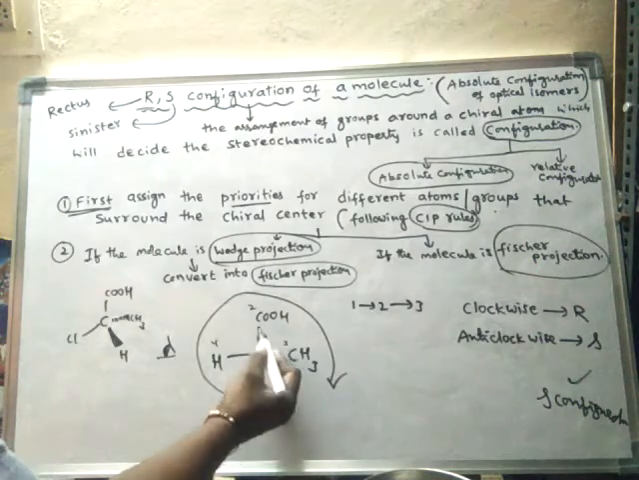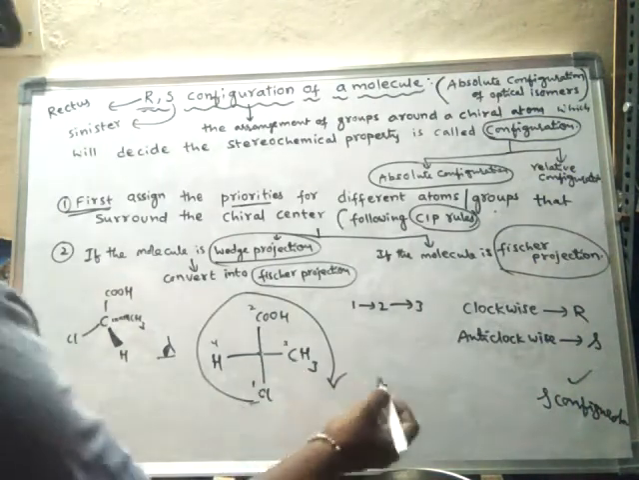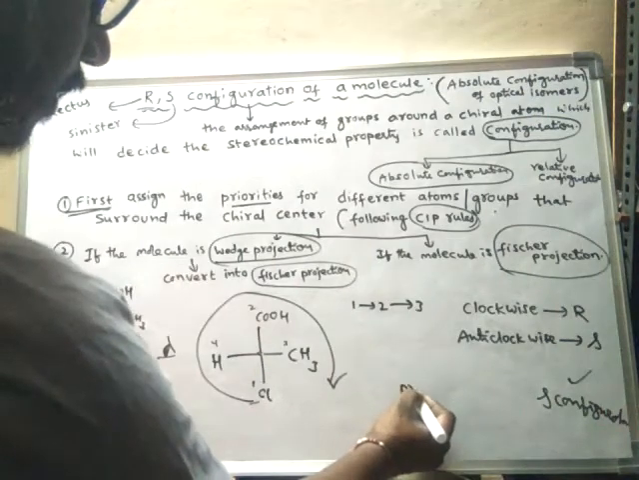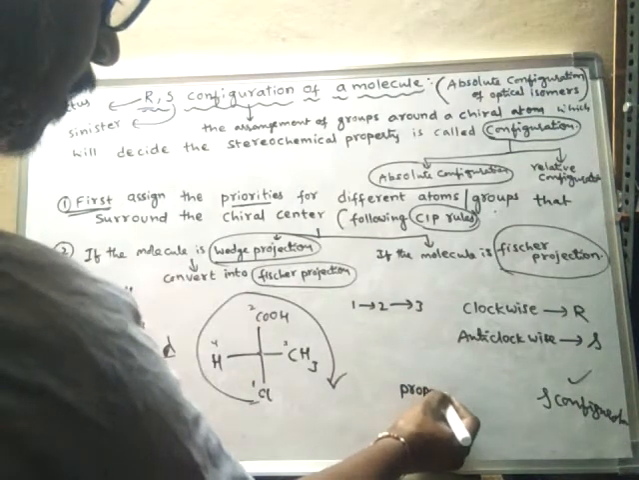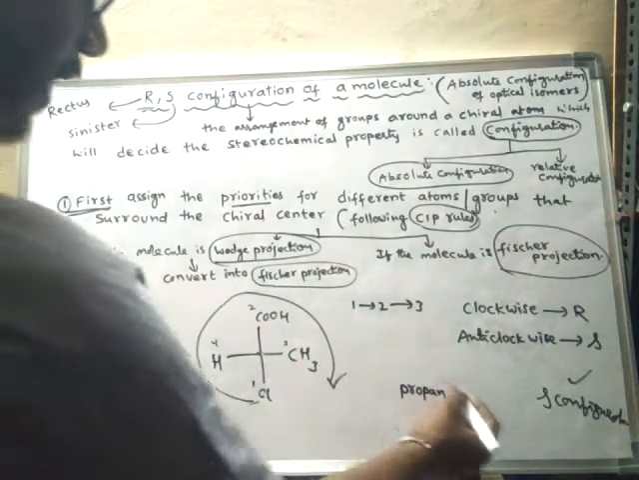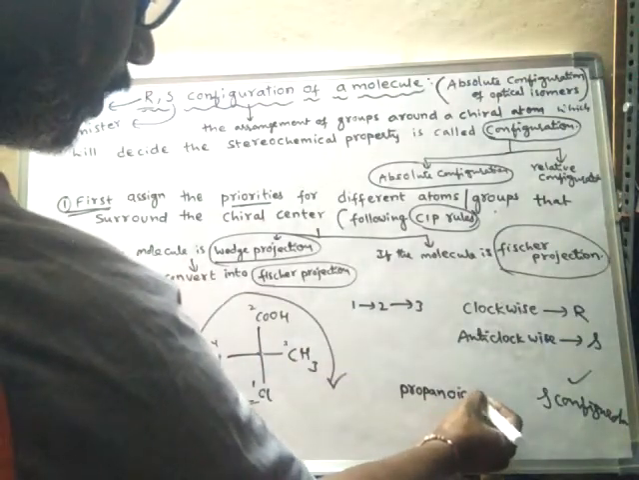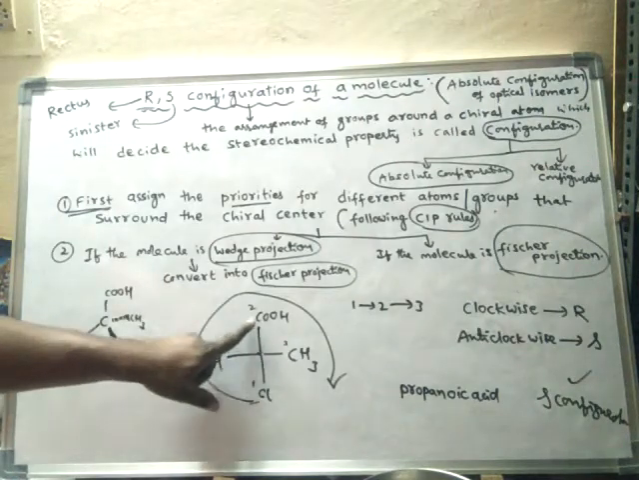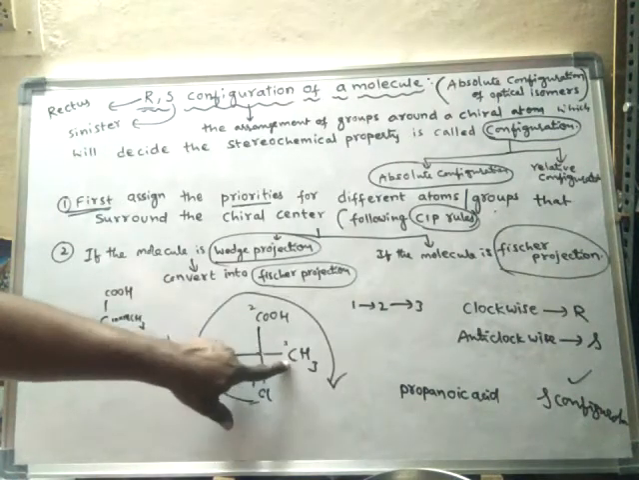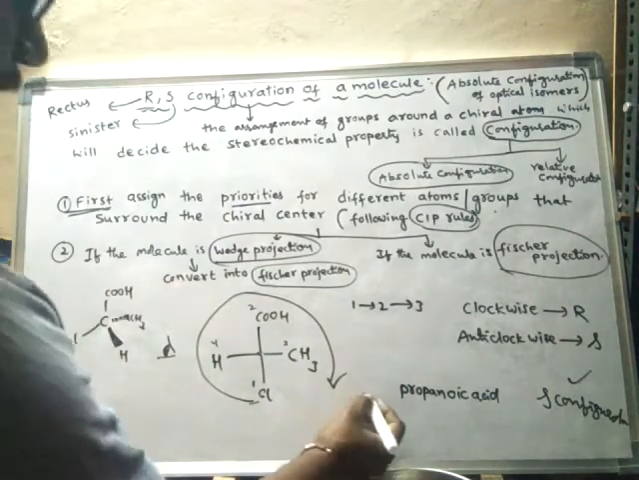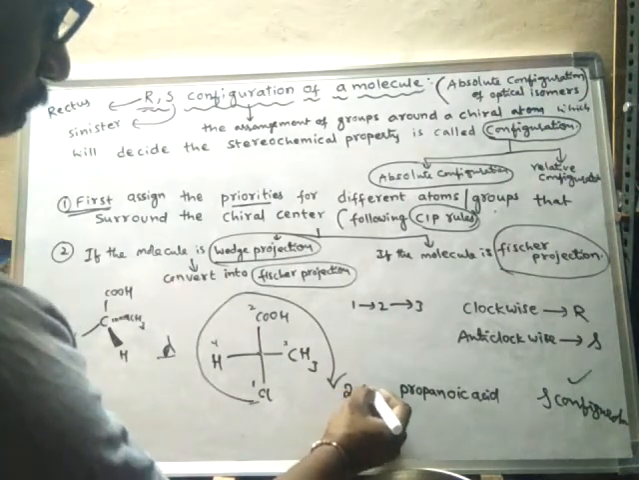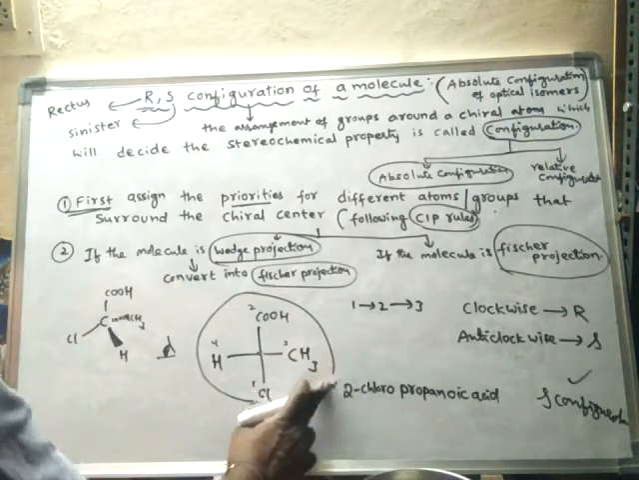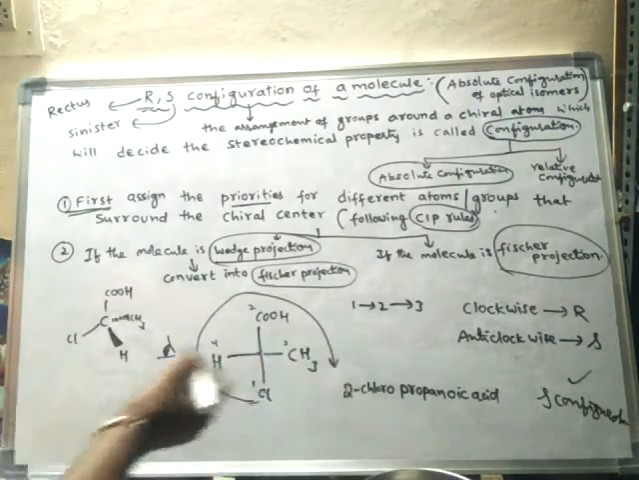So this is the first carbon, second carbon and third carbon. So 3 carbons are there. 3 carbons means propane, so propanoic acid. But here, on the second carbon, chlorine is present. So 2-chloro, 2-chloropropanoic acid. It is 2-chloropropanoic acid.